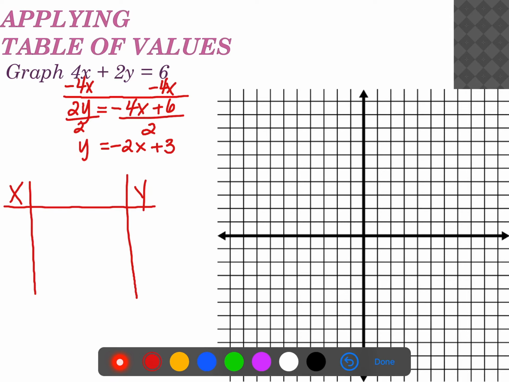Okay, we want to isolate this. So remember, we move the x and then we divide. So my equation is y equals -2x plus 3. So -2x plus 3 is what I'm going to put in the middle here. Okay, so my x values, we said those are always the same. And now we're going to plug them into our equation.